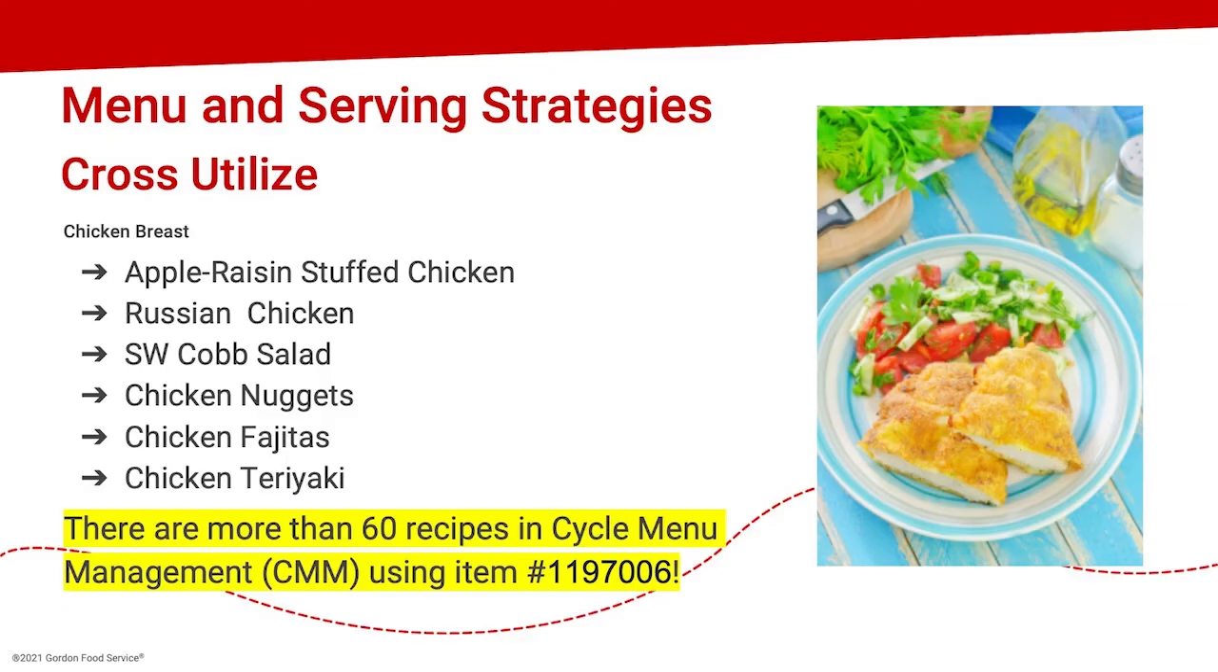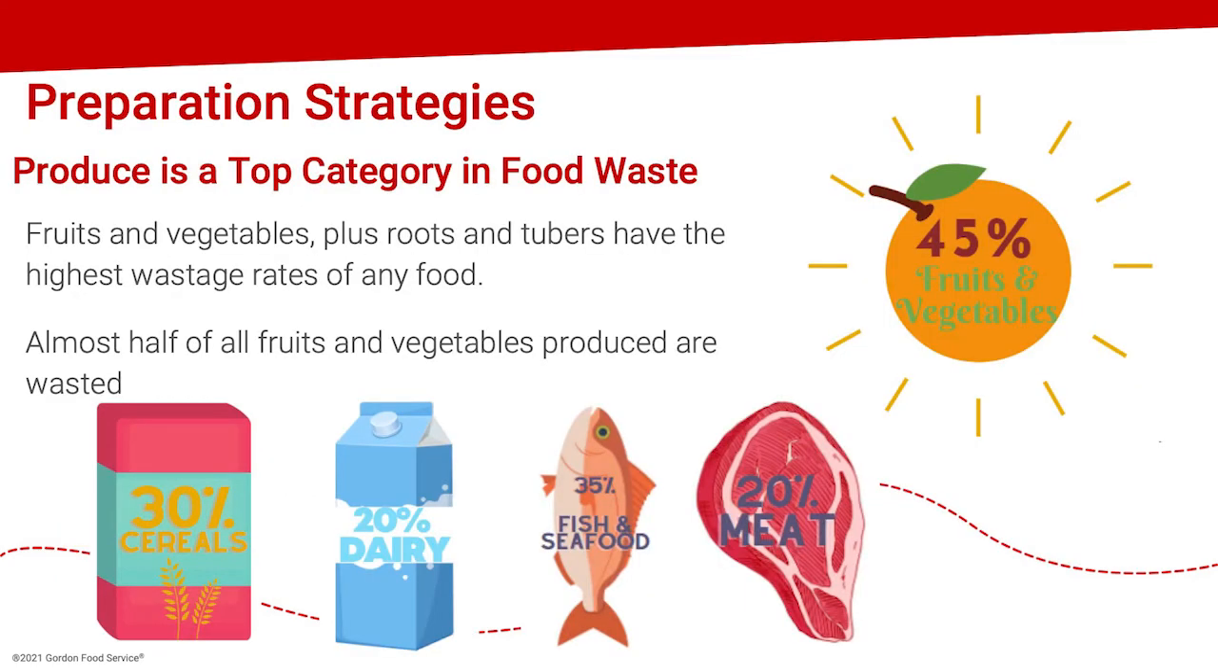Here's a great example. Did you know that we have more than 60 recipes in cycle menu management using item 1197006? It's a chicken breast, but it's suitable for many recipes. Produce is a top category in food waste. Look at these statistics on global food loss and waste per year. It's roughly 30% for cereal, 45% for root crops, fruits and vegetables, 20% for oilseeds, meat and dairy, plus 35% for fish. Almost half of all fruits and vegetables produced are wasted.